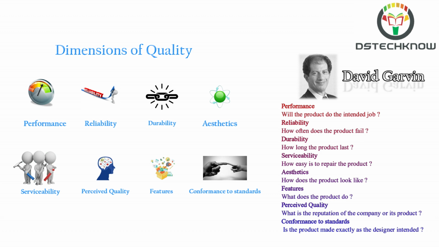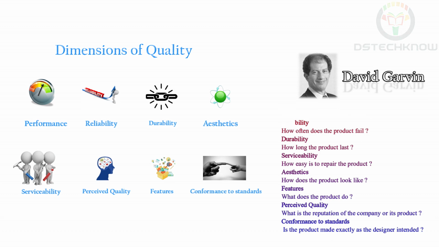Sixth factor is features. What does the product do? What all features does it have? Next factor is perceived quality. What is the reputation of the company or its product in the market? Eighth factor is conformance to standards. Is the product made exactly as the designer intended?